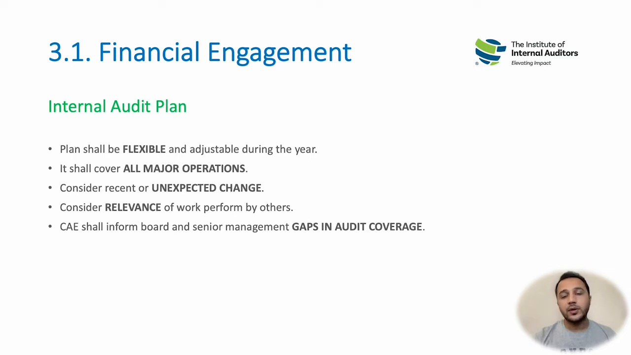Consider the relevance of other people's work, because in the financial engagement area, external auditors have performed their work. Sometimes regulators have carried out their audit engagement. Sometimes the second line of defense, such as the financial controls team, or other compliance or risk management teams, have carried out certain reviews or testing. We can either use it or share our information with them, and that needs to be taken into account. We can consider the relevance, the need and the authority to do that.